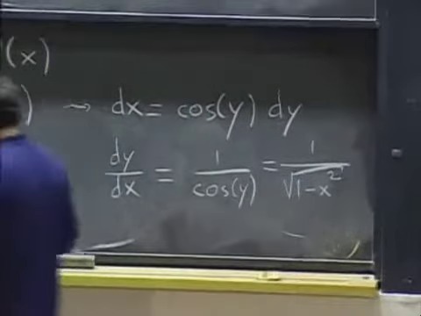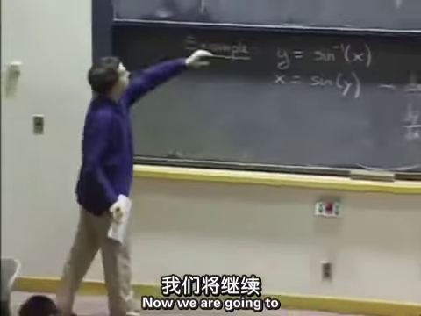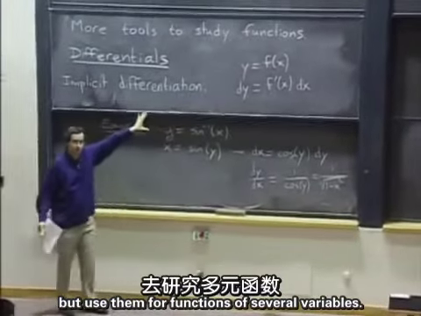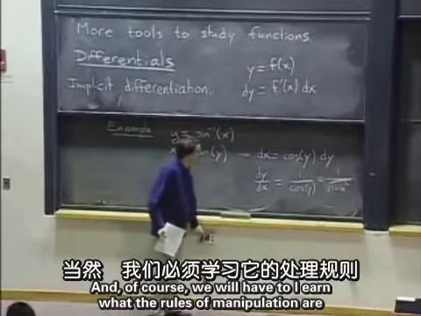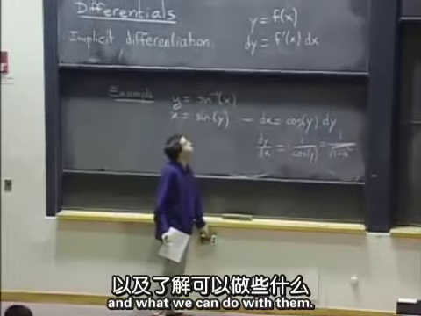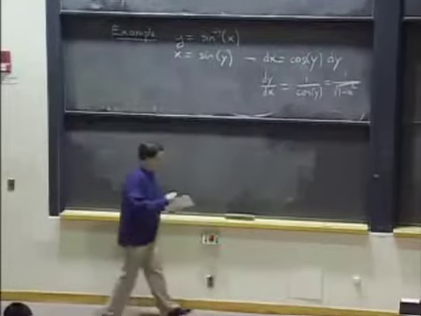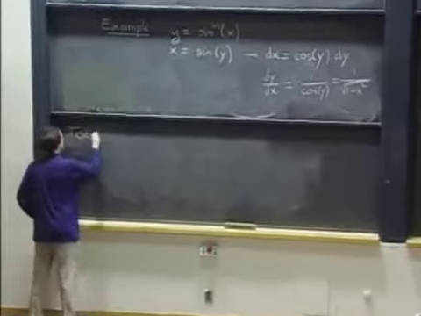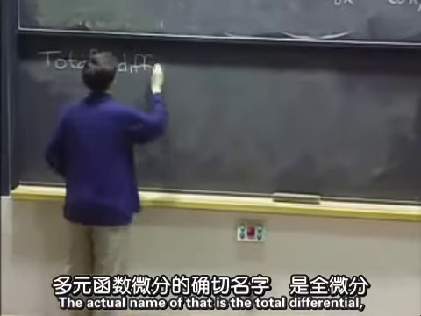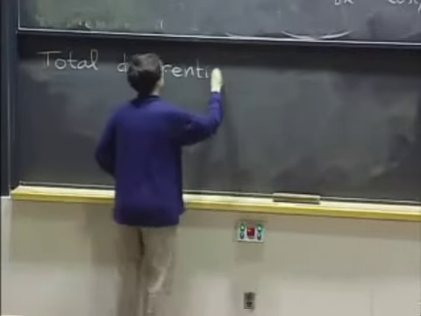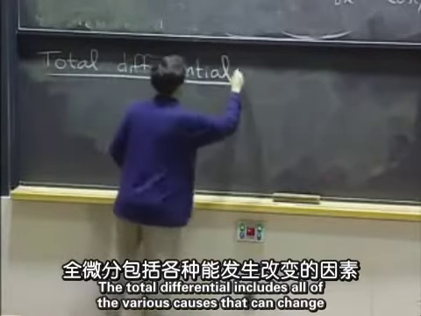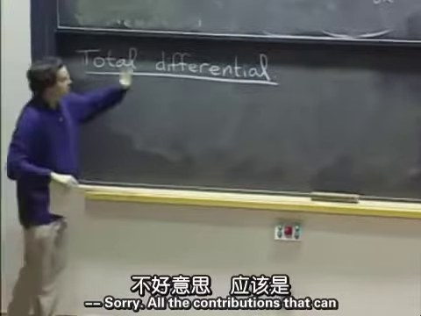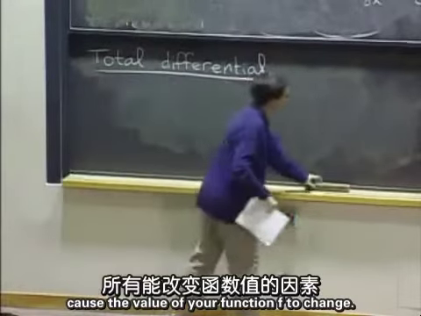So now we are going to use these kinds of notations, dx, dy, and so on, but for functions of several variables. And of course, we'll have to learn what the rules of manipulation are and what we can do with them. The actual name for that is the total differential, as opposed to the partial derivative, because it's going to be the total differential since it includes all of the various contributions that can cause the value of your function f to change.